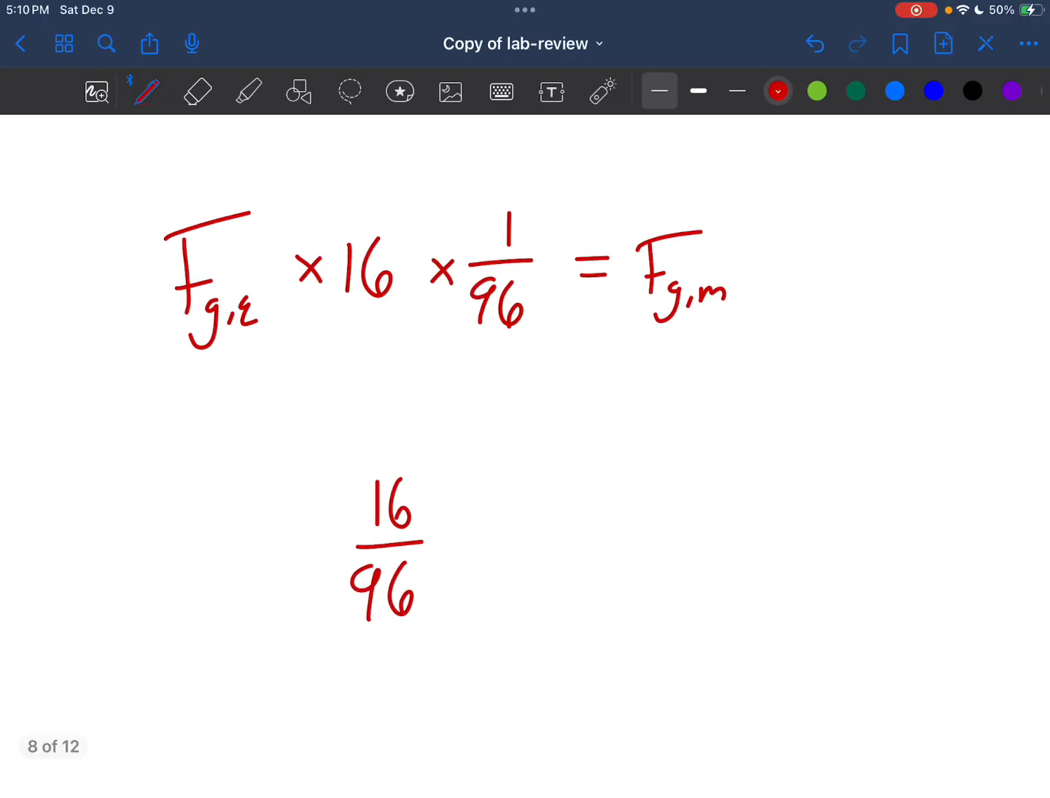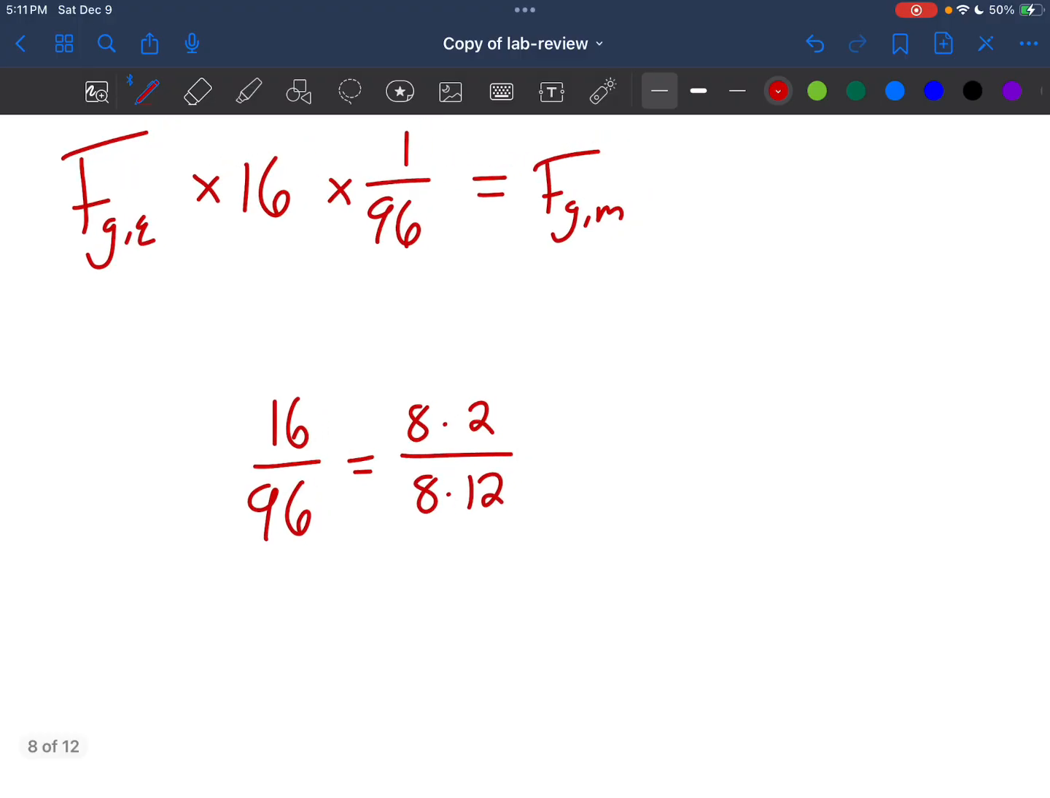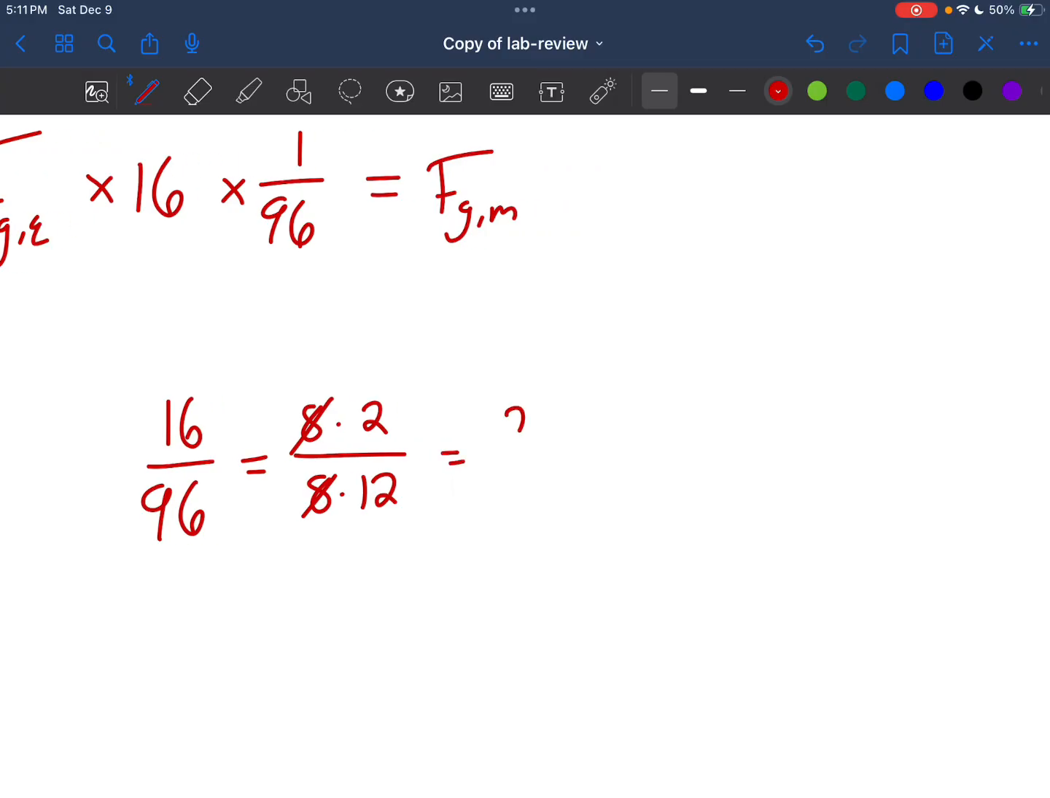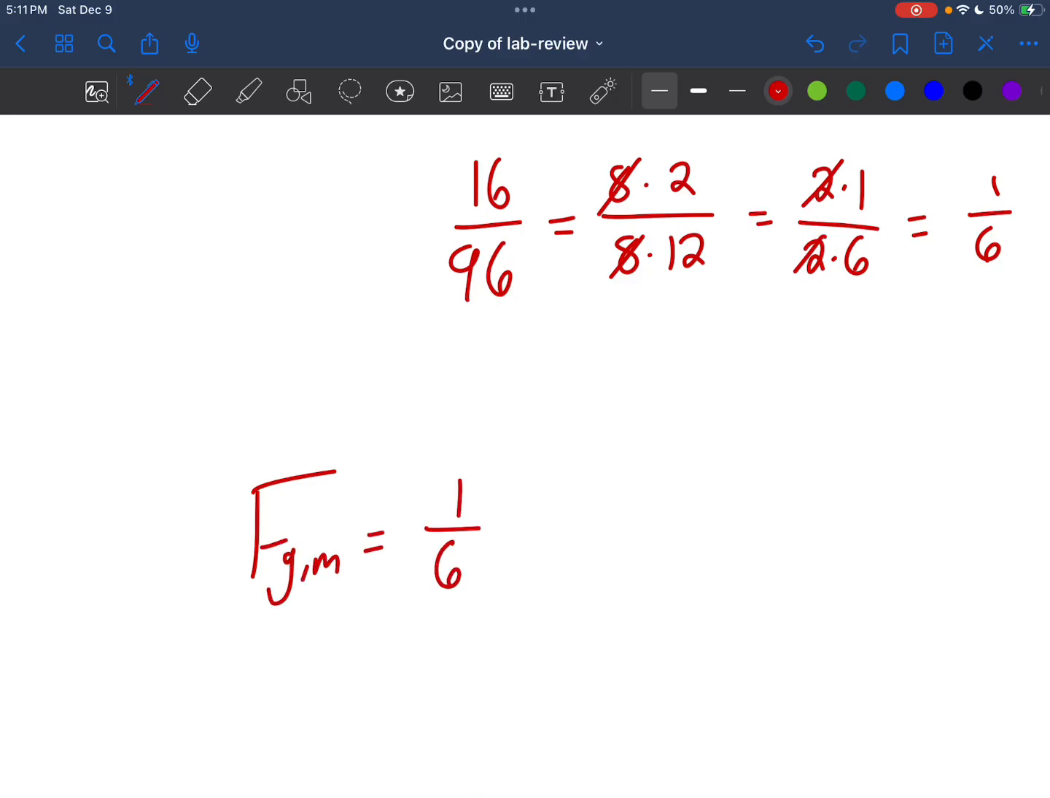So I'll have 16/96. And it looks like I have some common factors between the numerator and denominator. So I can simplify this fraction a little bit. I'm going to pull out 8 in the top, so that'll be 8 times 2 over 8 times 12. All right, so my 8s will cancel. Well, 2 also, I can say it's 2 times 1 over 2 times 6, and my 2s will cancel, leaving 1/6.